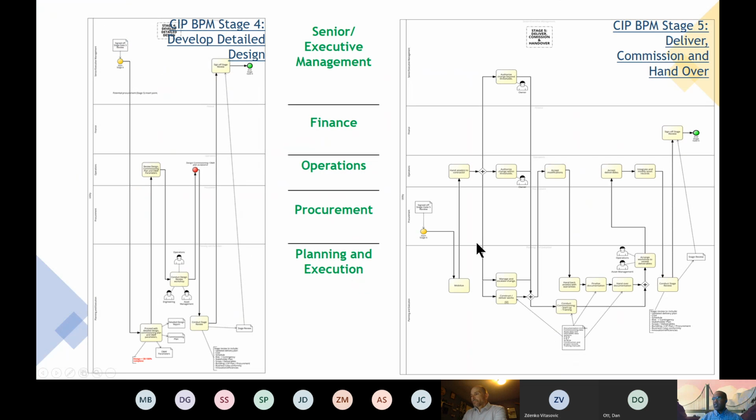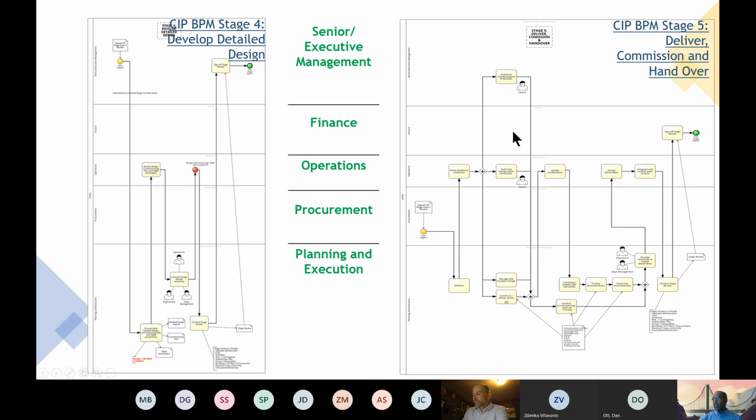And the next stage is stage 4, which is detailed design, and this is done by the consultant or internally, whatever mechanism we have. But this is done by the planning and execution team. Operations are also always engaged, because they are the owners of the assets. They need to agree with and review all the documents that are being produced, detailed designs that are being produced, and finally, the senior management always gets to approve whatever is produced from this stage.